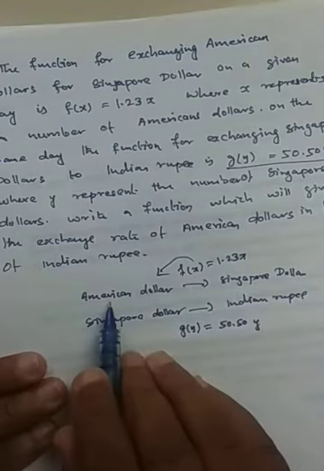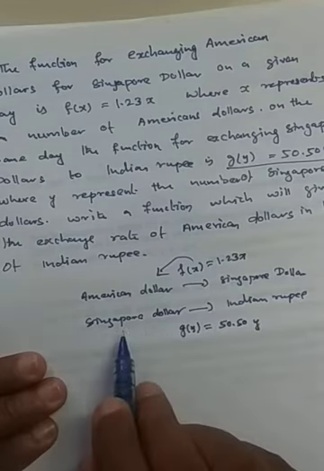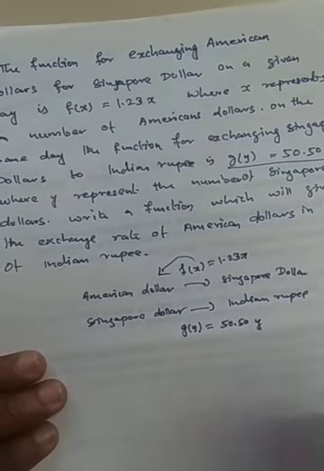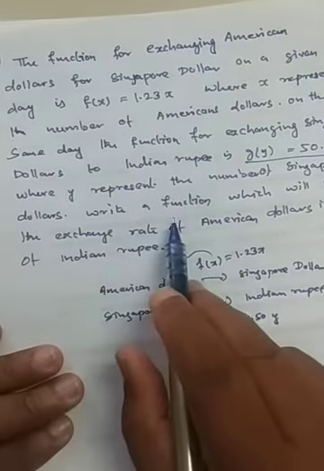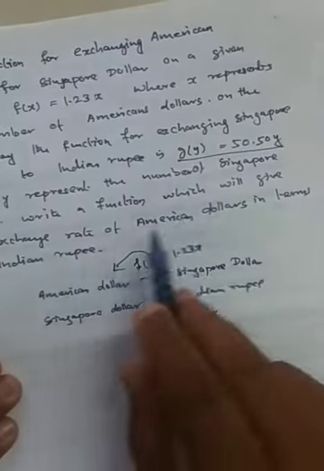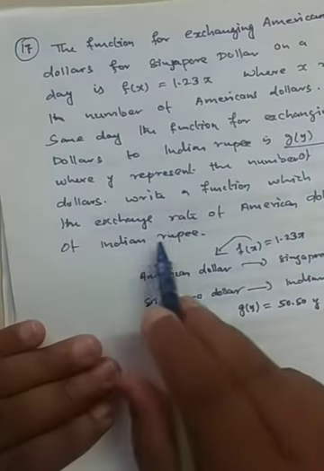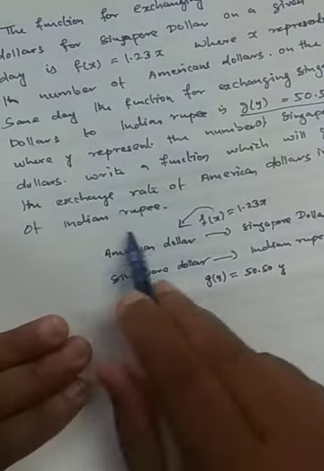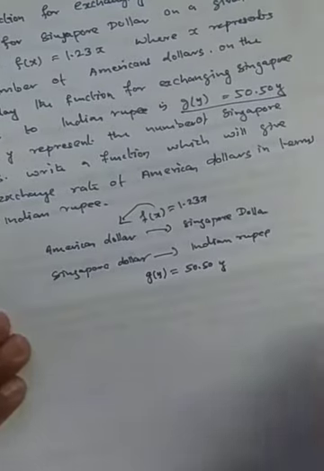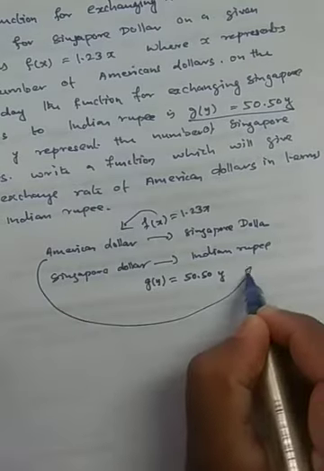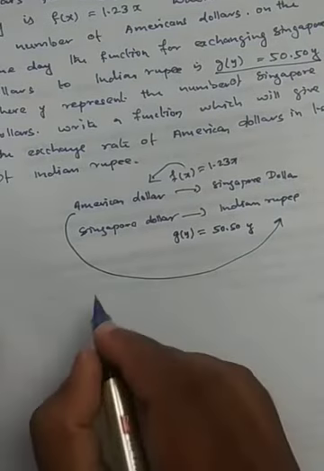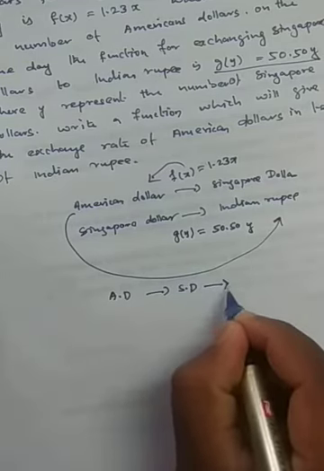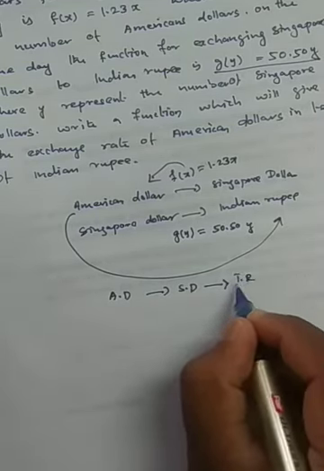So they have given American dollar to Singapore dollar as one function, and Singapore dollar to Indian rupee as another function. Two functions are given. I have written here. Now what they're asking is to write a function which will give the exchange rate of American dollar in terms of Indian rupees. So straight away they are coming from here to here. So I want to write now American dollar to Singapore dollar to Indian rupee.